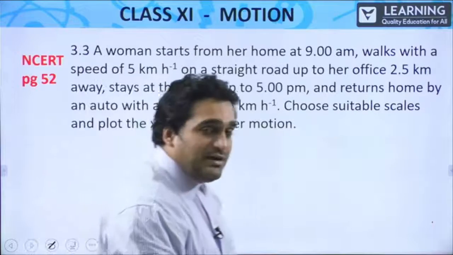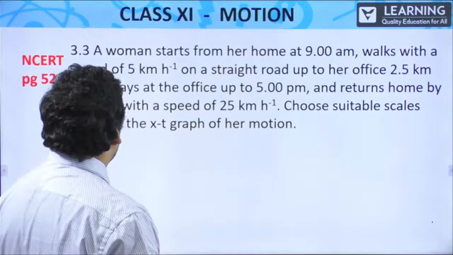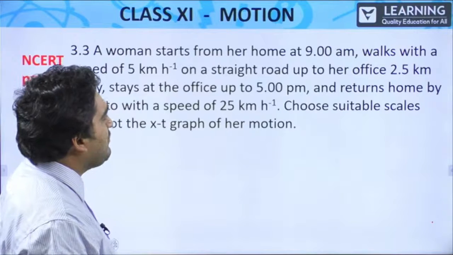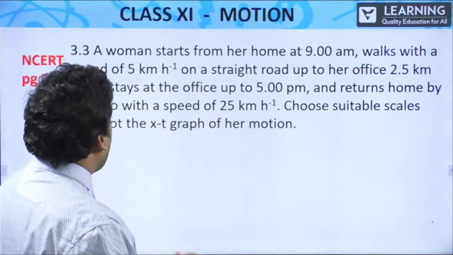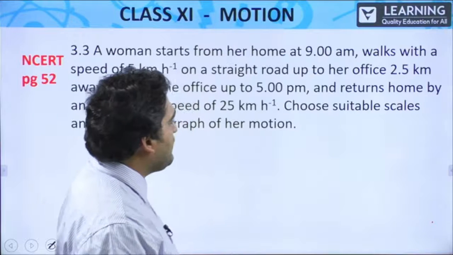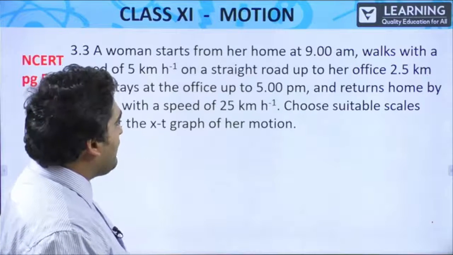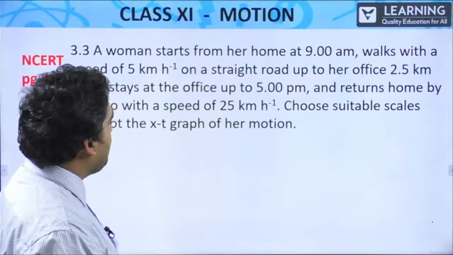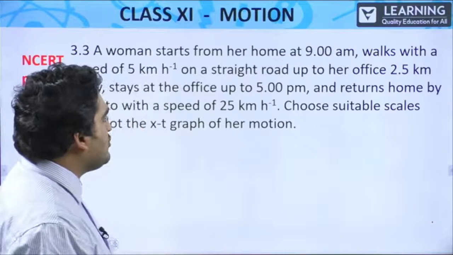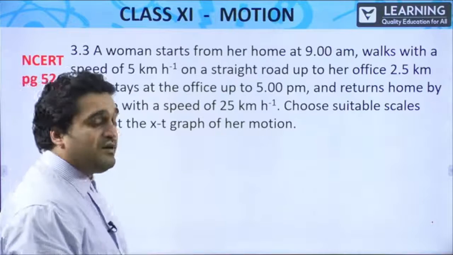Now moving on to the last question for the day. This is also a question from your NCERT book, page number 52. It says, a woman starts from her home at 9 a.m., walks with a speed of 5 km per hour on a straight road up to her office 2.5 km away, stays at the office up to 5 p.m. and then returns home by auto at a speed of 25 km per hour. Choose suitable scales and plot the x-t graph of her motion.